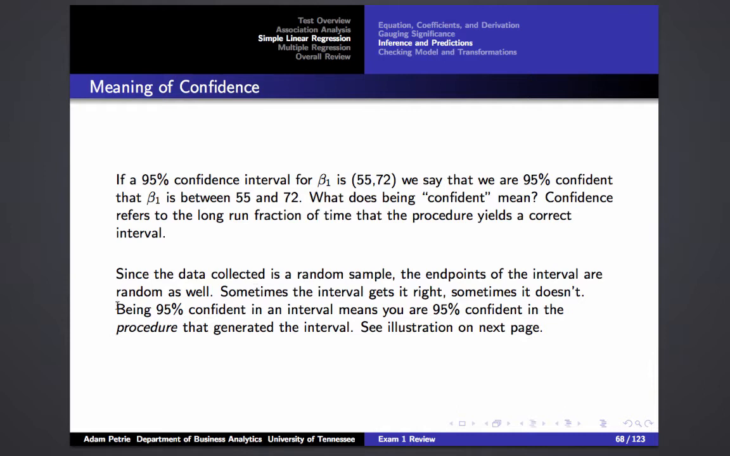So, what does it mean to be 95% confident in an interval? That means that we're 95% confident in the procedure that generates the interval. In the long run, 95% of the time that we make one of these confidence intervals, we get it right.